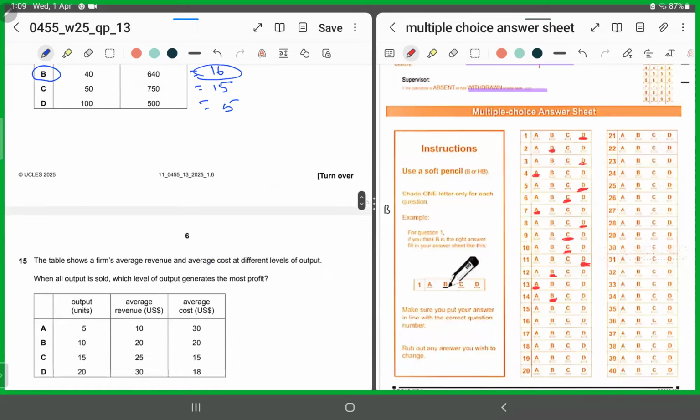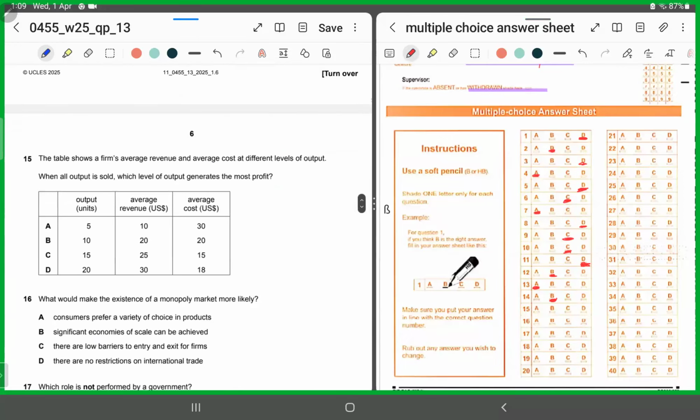Moving forward. Number 15. The table shows the average revenue and the average cost at different levels of output. When all output is sold, which level of output generates the most profit? So we'll take the difference of the revenue and the cost at each output to see which is giving us the maximum difference, which means the firm is enjoying the highest level of profit. So the revenue was 10, and 10 subtracted from 30 would give you a negative 20. So this is a loss.